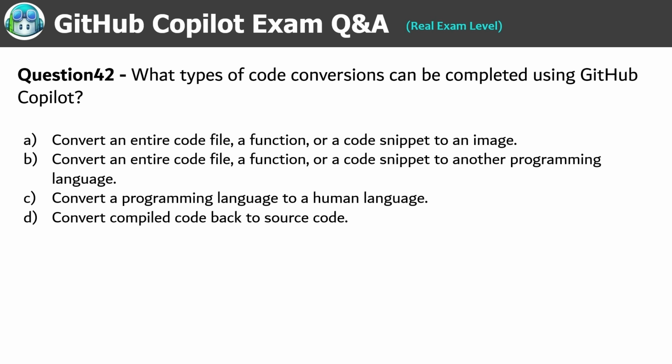Question 42. What types of code conversions can be completed using GitHub Copilot? And the answer is convert an entire code file, a function, or code snippet to another programming language, right? So using GitHub Copilot, we can provide a prompt and say, okay, I need to convert this complete code, an entire code file, or this specific code or this function, to another programming language which is supported by GitHub Copilot.